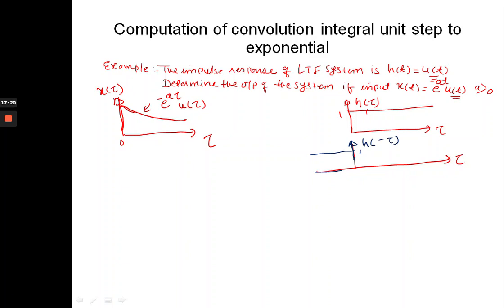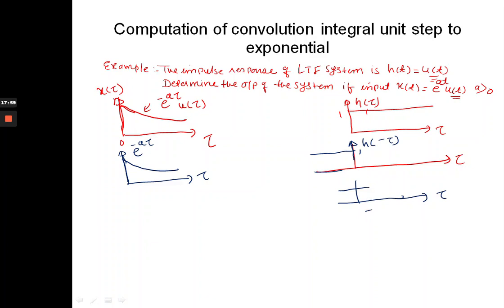Then we will shift this signal along this tau. As this is 0, the overlapping will start, since the signal exists from 0. Now we will find the upper limit and the lower limit for this. This is e raised to minus a tau, and if I shift this signal here, this is t minus tau, then the overlapping is like this.